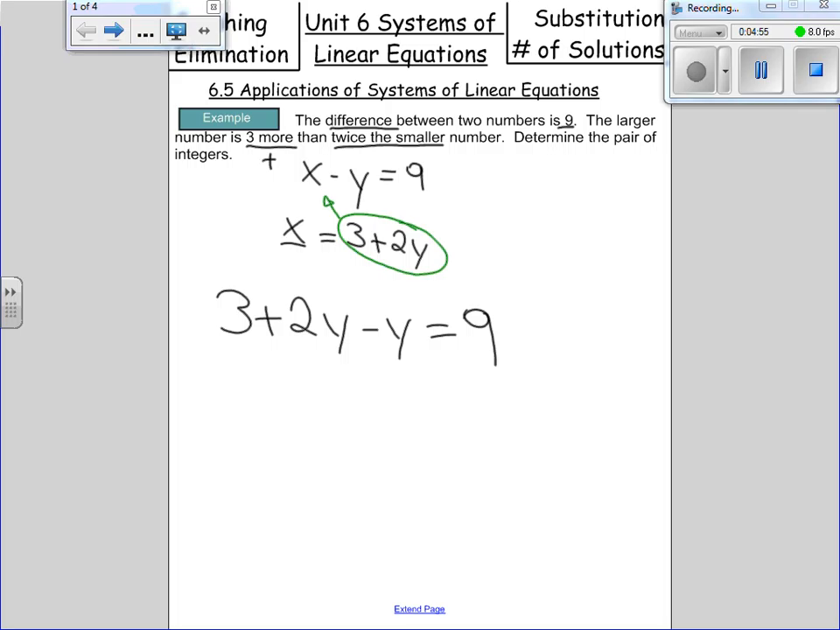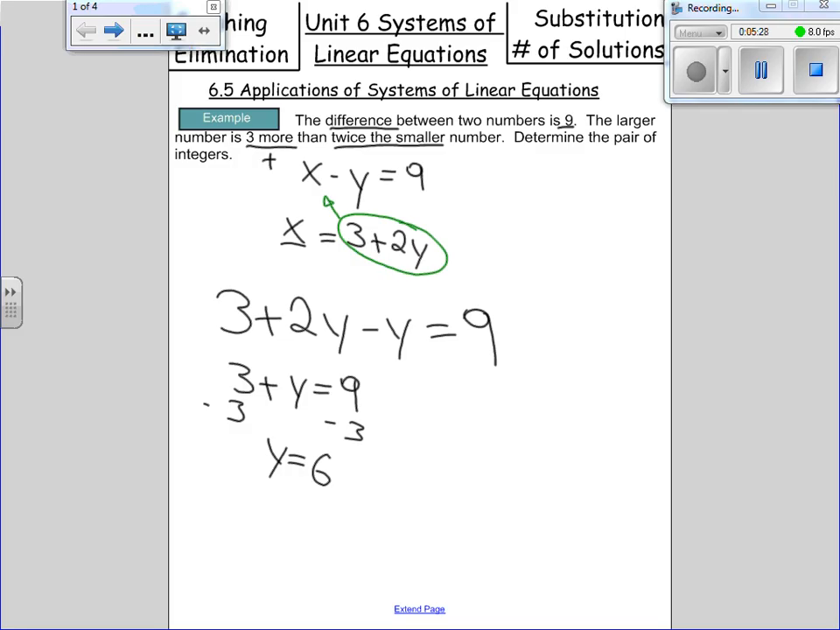Replace terms. What's 2y minus y? y. 3 plus y is equal to 9. What's the last step? Isolate y. How do we get y by itself? Subtract 3 from both sides. Minus 3, minus 3. y is equal to 6. That's half your answer.